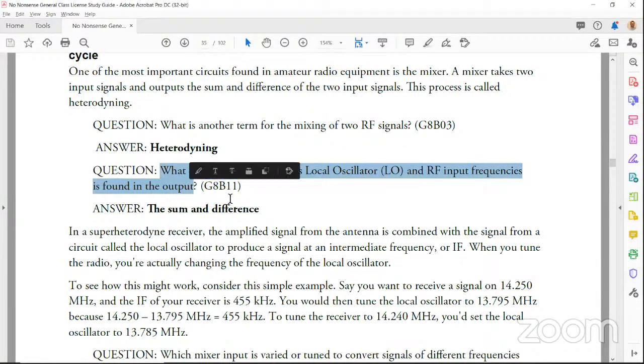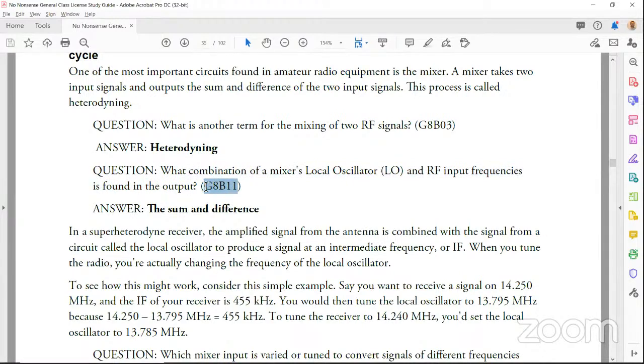Next question in the question pool, and then also to remind participants, the number or the characters in brackets refer to the question pool number. So if you want to find this question in the question pool, you can search for the number or the characters that appear after the question, and you'll get the full question, including the distractor A, B, C, D answers.